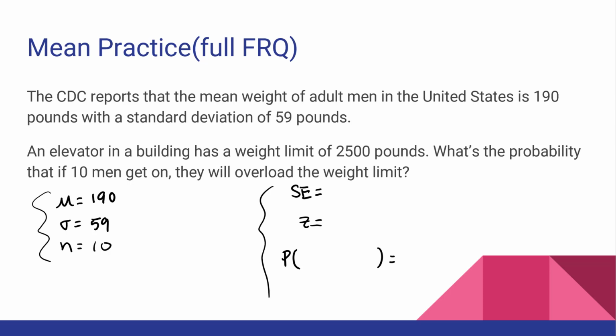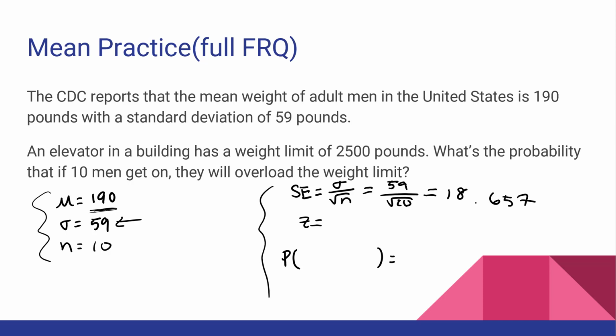Now we have to go find our z-score. So again, we need that standard error. So we know that we need to adjust our sigma to get our standard error. So our standard error is equal to sigma over the square root of n, which is equal to 59 over the square root of 10. Putting that into the calculator, we get 18.657.